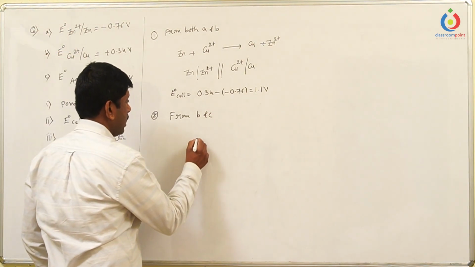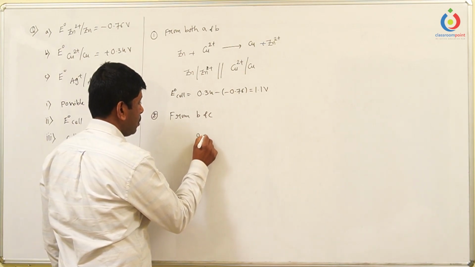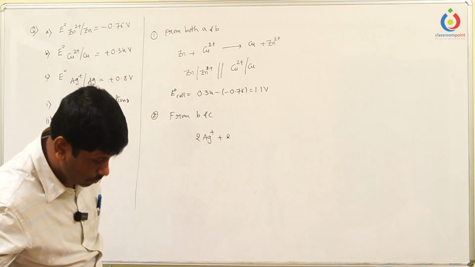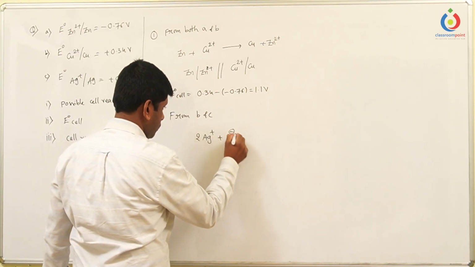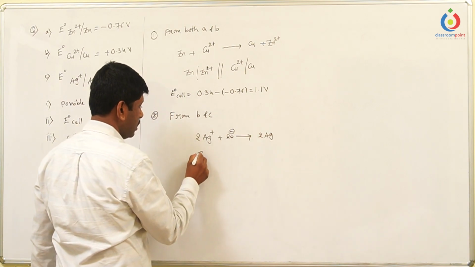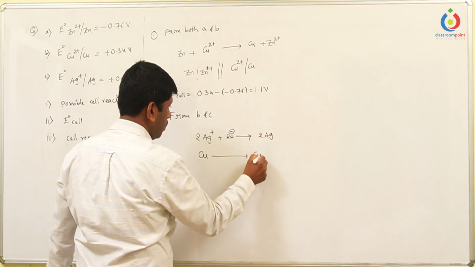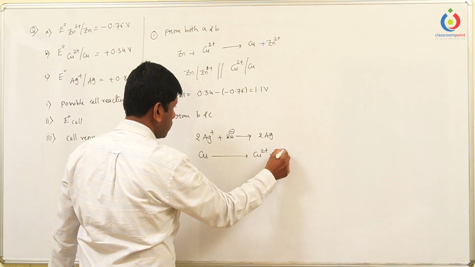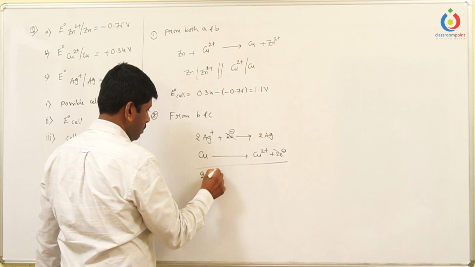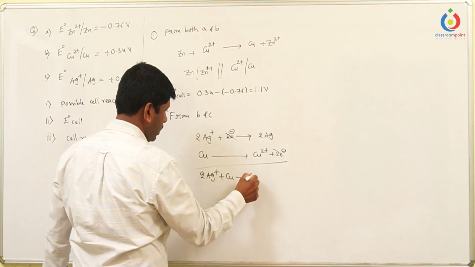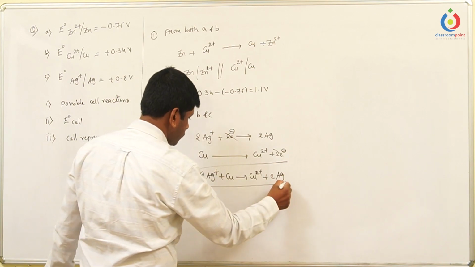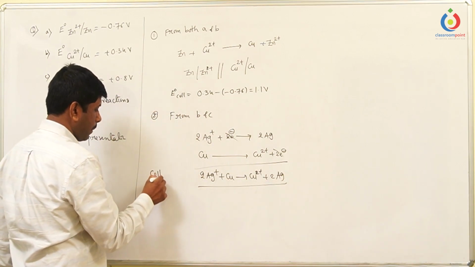So now the reduction reaction, that is 2 Ag+ plus 2 electrons gives 2 Ag. Oxidation reaction: copper to Cu2+ plus 2 electrons. So the reaction is over: 2 Ag+ plus Cu giving Cu2+ plus 2 Ag. This is the cell reaction.